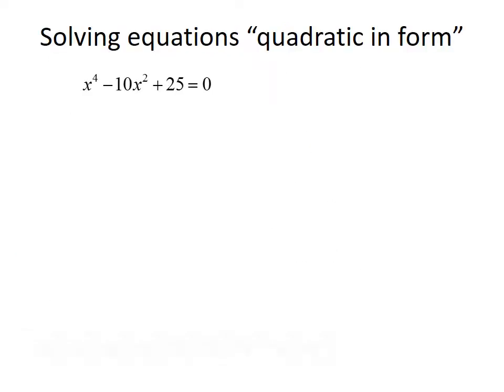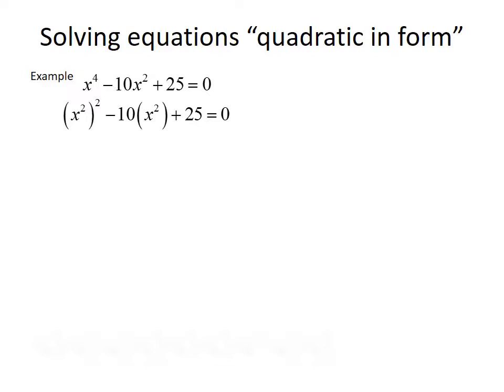Next, we want to talk about solving equations that are quadratic in form. For example, consider the equation x to the fourth minus 10x squared plus 25 equals 0. Now this isn't actually a quadratic equation, but we can rewrite it so that it is what is called quadratic in form. That's where we'll have the term squared in the first term, the same term in the second term, and the constant in the third. So we can rewrite our equation in terms of x squared. X to the fourth is x squared squared minus 10x squared plus 25. So this is quadratic in form.